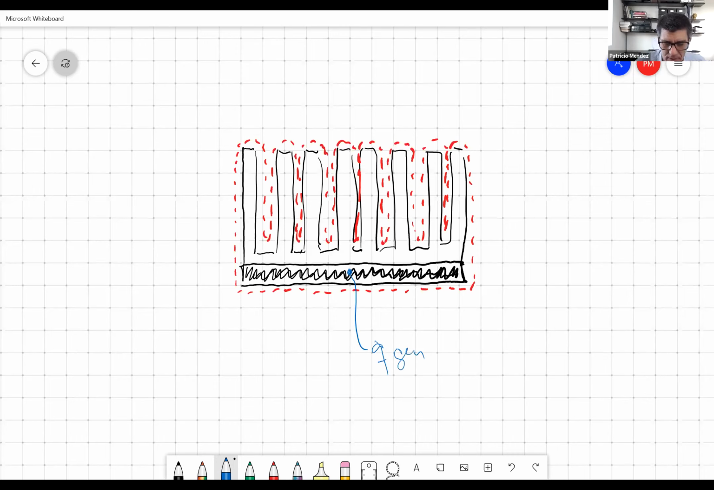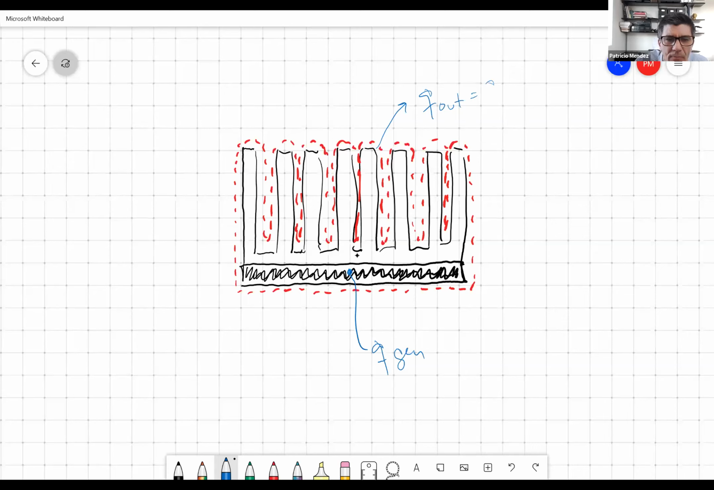Q generated. We're going to have some heat loss by convection. And let's say we don't have any Q in, because the chip, as we all know, as it runs, it gets hotter. So we're going to say no Q in. And the balance between this heat in and out is going to be the Q stored.